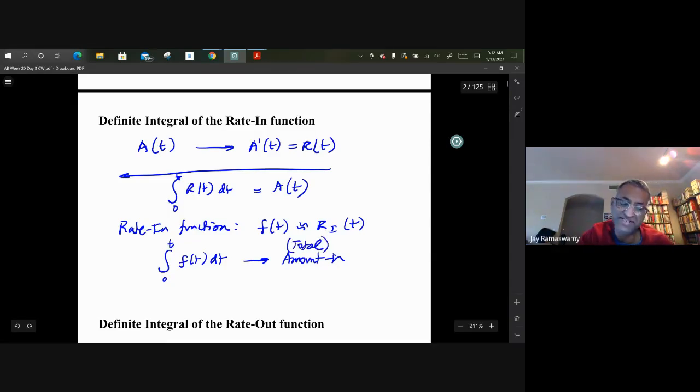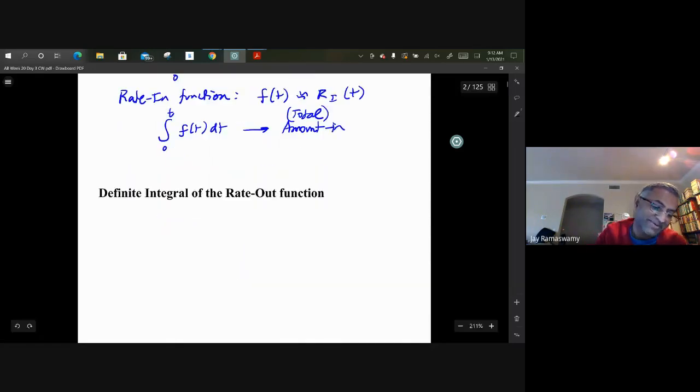Does that make sense? So in today's lecture, there'll be times throughout the lecture where I'll need the amount in or amount out. And I want you guys to scream, oh, just integrate the rate in or integrate the rate out. Is that clear? That'll give you the amount in or amount out.